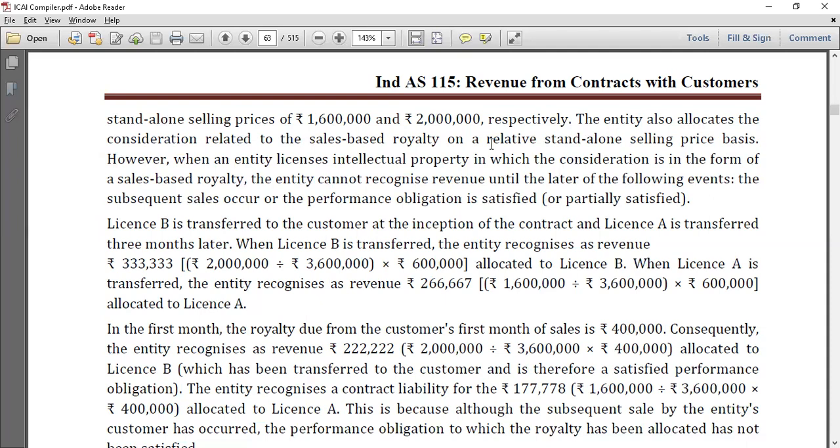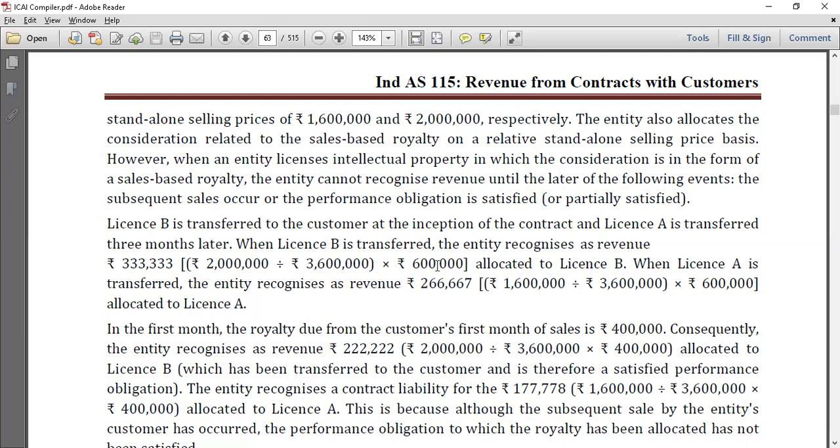So, for the first, when you receive 6 lakhs, even then you will allocate between A and B, in the ratio of 20 lakhs for B and 16 lakhs for A. You'll get 3,33,333 when you're allocating the 6 lakhs.